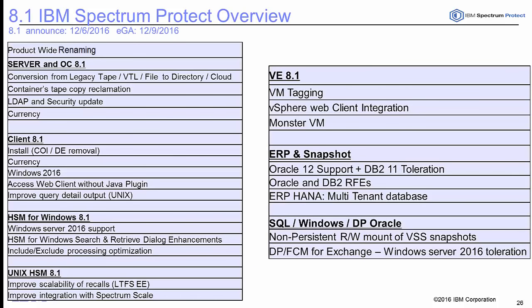So in summary, I've talked about the new enhancements on the Spectrum Protect version 8.1 server, Operations Center, Backup Archive Client, HSM for Windows, and UNIX HSM platforms. Please check out my colleague Sean Sperry's video that covers the additional enhancements that were in the Spectrum Protect for Virtual Environments, ERP and snapshot, and the SQL and Data Protection for Oracle.